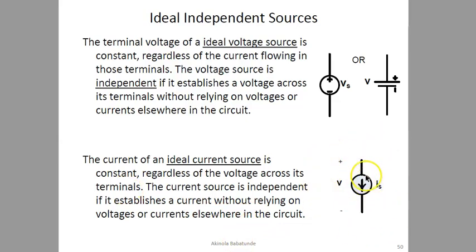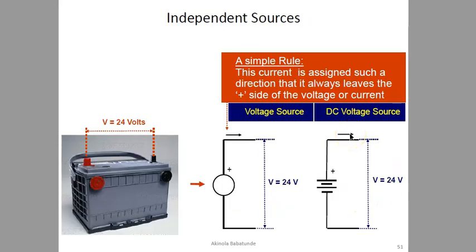Okay, the symbol is exactly what we have here. You can see the circle here with an arrow pointing down, showing the direction of current, which is flowing down here, and IS represents the current source. There's a simple rule we have to pay attention to. Current is assigned such a direction that it always leaves the positive side of the voltage or current. We have to pay attention to this so that we don't get confused when we start analyzing and implementing the solutions to some calculations.